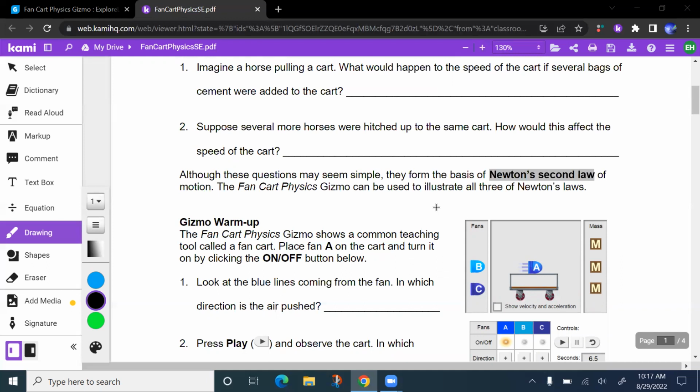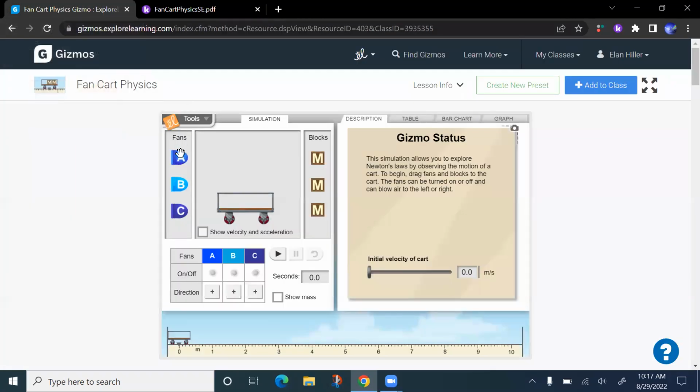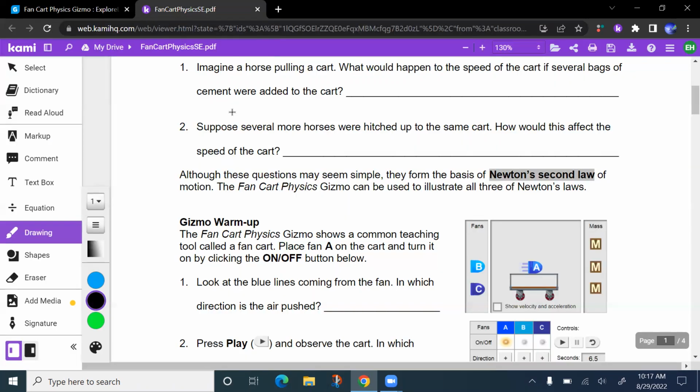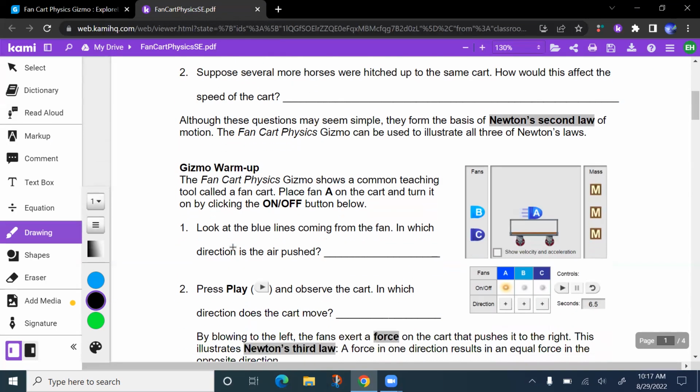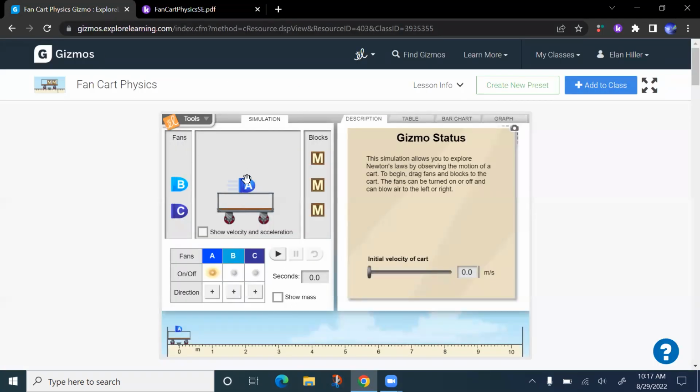Gizmo warm-up. The fan cart physics Gizmo shows a common teaching tool called a fan cart. Place fan cart A on the cart, turn it on by clicking the on-off button. So we're going to take a fan, put it on here, and then click the on button, right? And you can see that it's got air blowing to the left. Number one, look at the blue lines coming from the fan. In which direction is the air pushed? Go ahead and answer what you see.